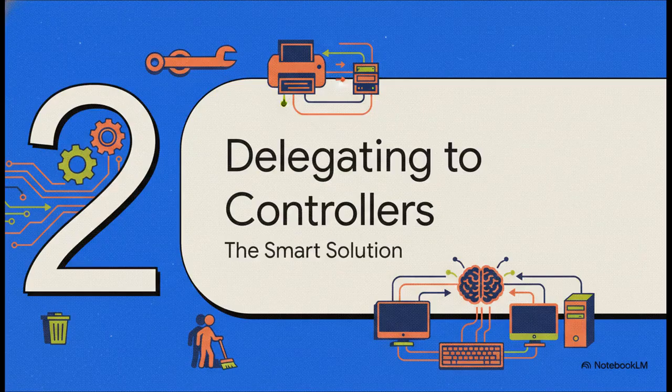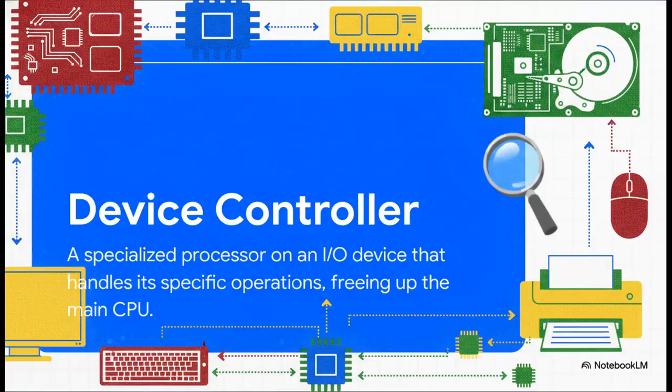And that's where the smart solution comes in: delegation. You wouldn't have the CEO of a company personally answering the phones and making coffee, right? Of course not. You hire specialists for each job. Well, in the world of computing, that specialist is called a device controller. Pretty much every single thing you plug into your computer has its own little brain. If you've ever seen that little green circuit board on the back of a hard drive, that's what you're looking at. It's a device controller. Its one and only job is to be an expert on running that hard drive so the main CPU doesn't have to be.